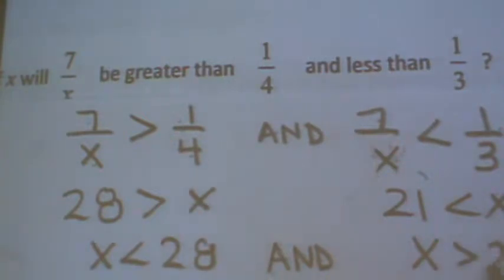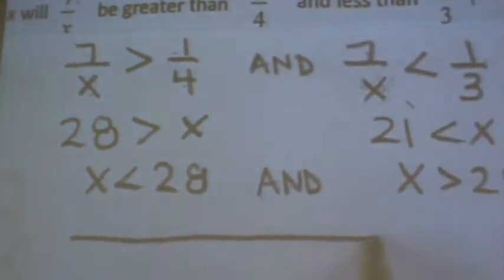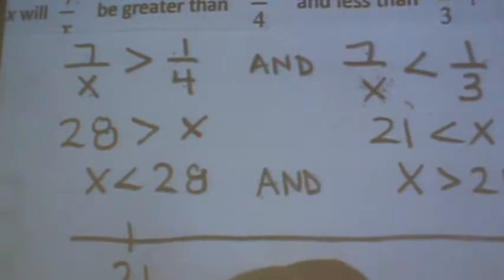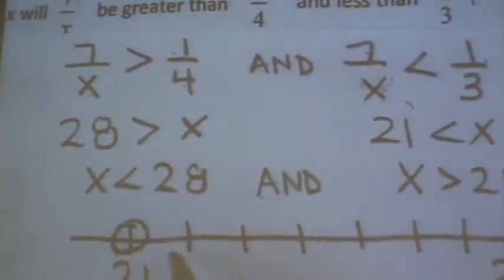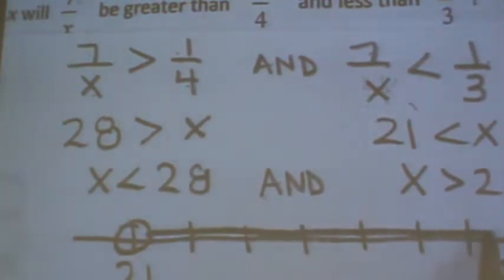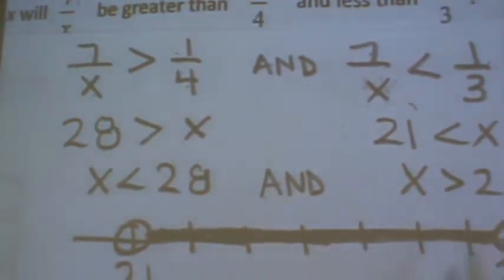X is greater than 21. So let's look at the numbers that are greater than 21: 21, 22, 23, 24, 25, 26, 27, and 28. It's greater than 21, but less than 28. How many integers? You've got to know what an integer is, because if you think an integer is any number, you might say infinitely many. How many integers do you count? I count 6. There are 6 integers. The answer is A.